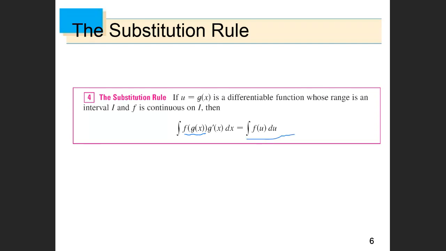Why is this the case? If you let u be g of x, the derivative of that will be g prime dx, which we'll just call du. That's why you have the integral of f of u du.